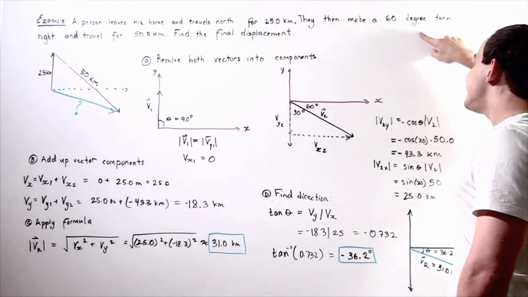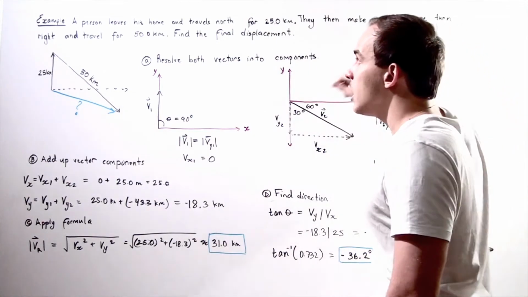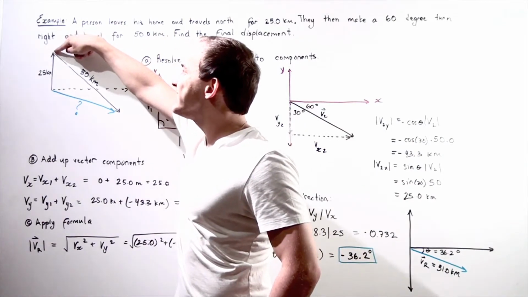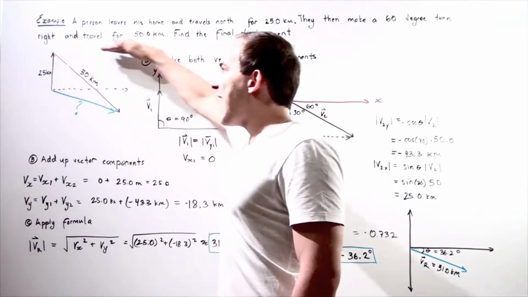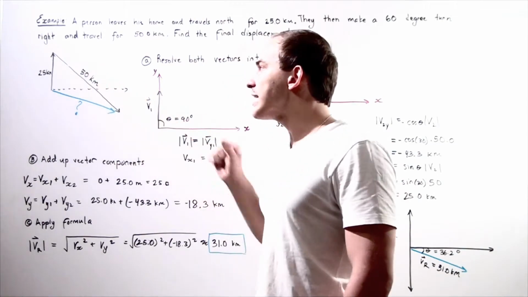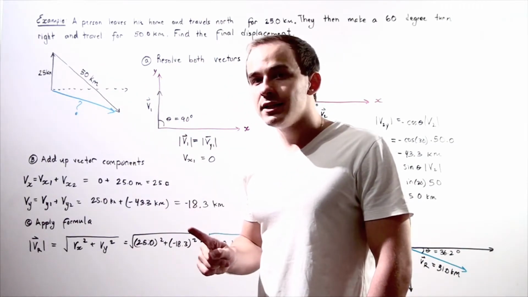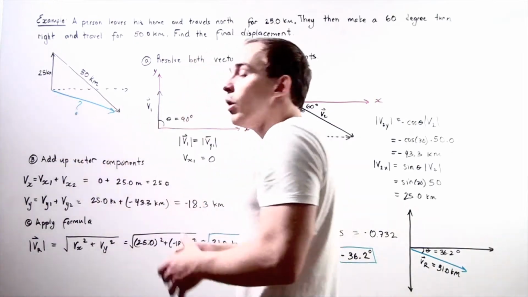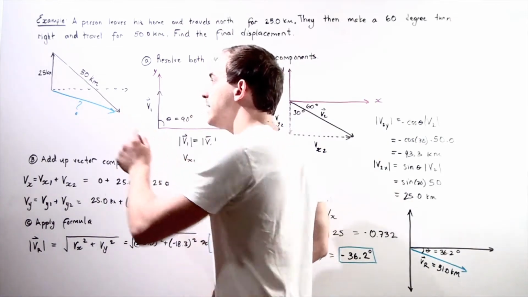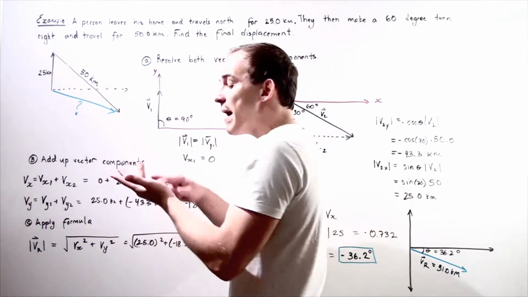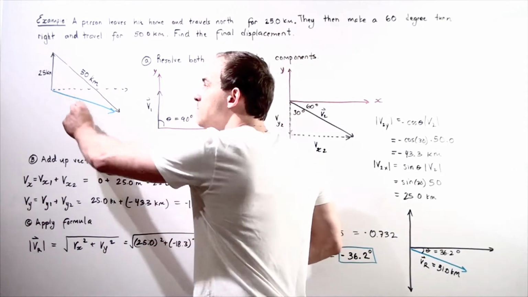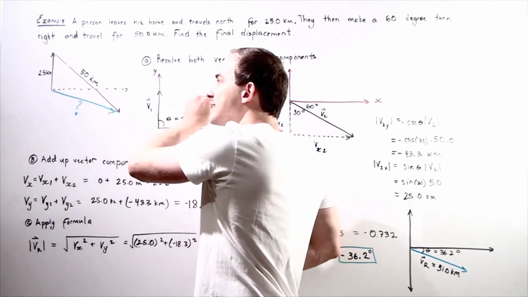They then make a 60-degree turn right and travel for 50 more kilometers. So from this point, our person makes a 60-degree turn with respect to the x-axis and travels 50 more kilometers along this direction. Now we want to find what the resultant vector is, what the displacement is from our initial to our final position. So we're looking for this blue vector. So we want the magnitude of this vector as well as our direction. We want this angle between this vector and our x-axis.